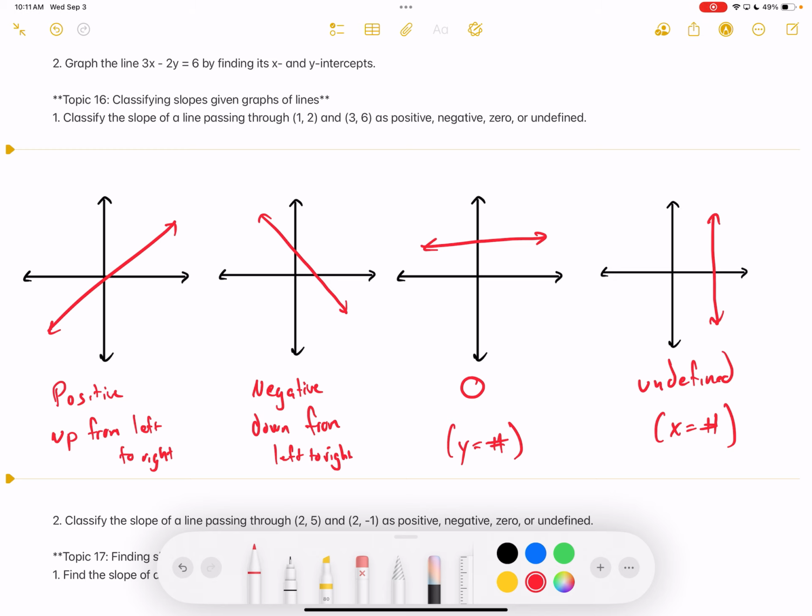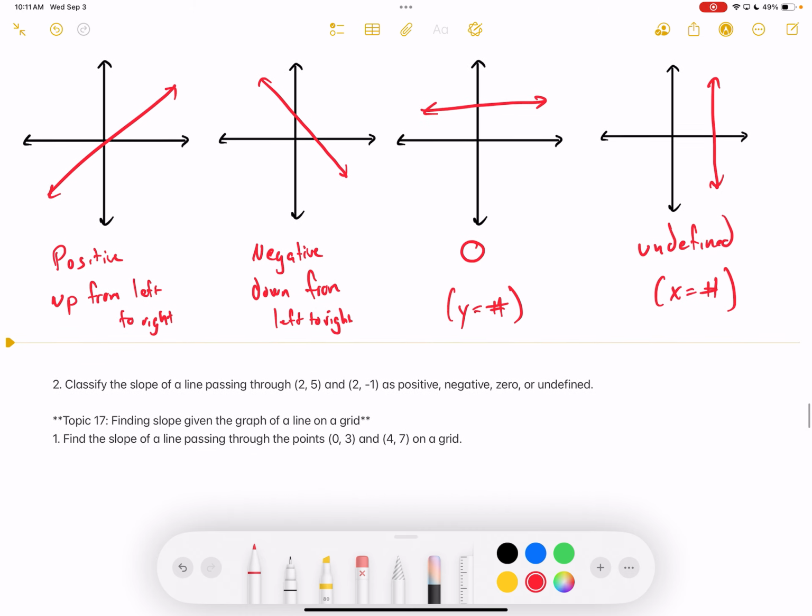So this is the 4 different kinds of slope. On this topic, they will just give you a picture and you just have to pick which one it is.